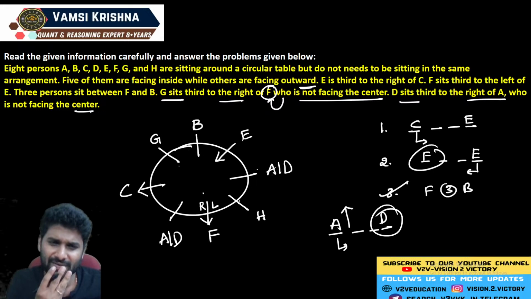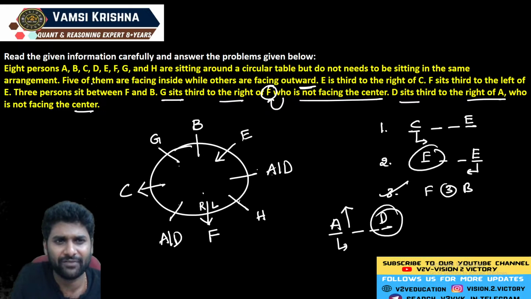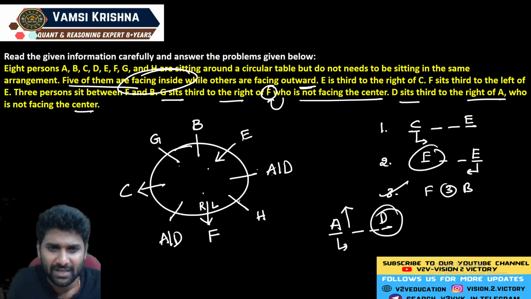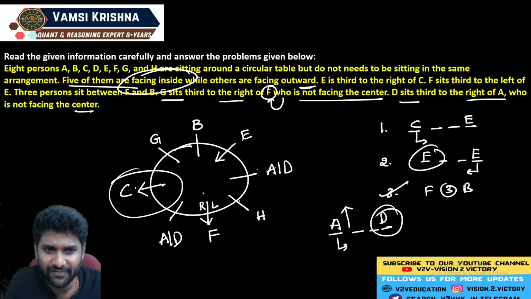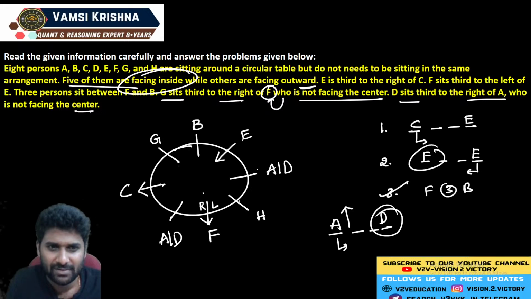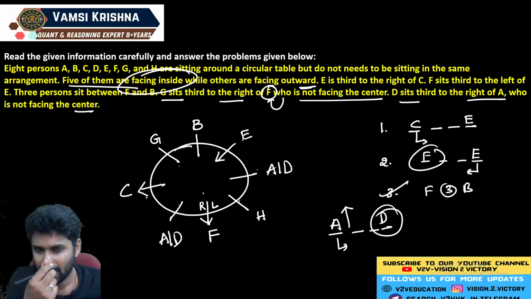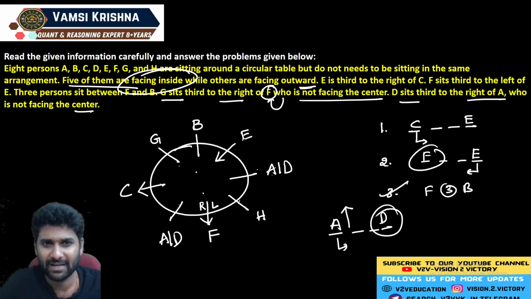Now guys, we are not sure yet, but we have one piece of information: five of them are facing inside. So how many are facing inside? Out of eight, five are facing inside and three facing outside. F is outside, C is outside, and we have to place one more person outside. Then definitely C.